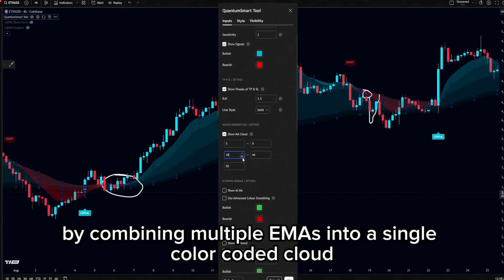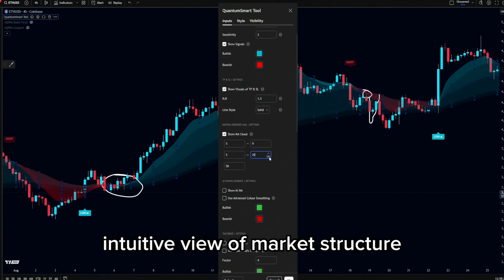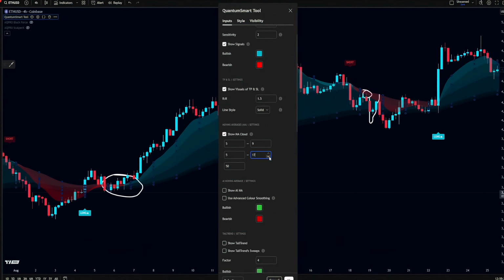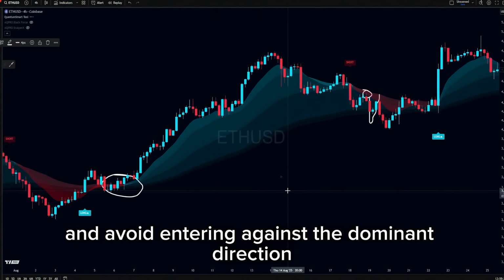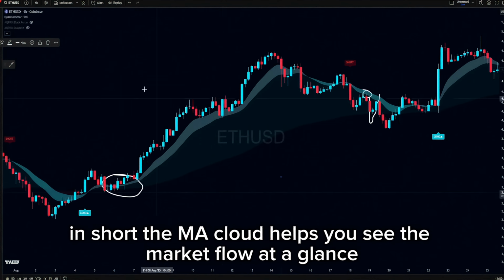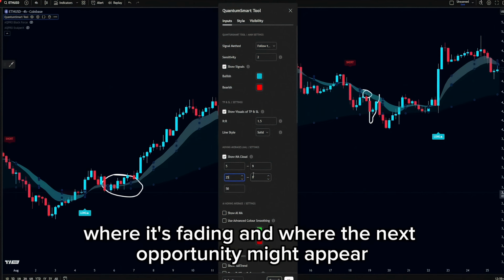By combining multiple EMAs into a single, color-coded cloud, the AI Quantum Smart Tool gives you a clean, intuitive view of market structure, helping you stay aligned with the trend and avoid entering against the dominant direction. In short, the MA cloud helps you see the market flow at a glance, where momentum is building, where it's fading, and where the next opportunity might appear.